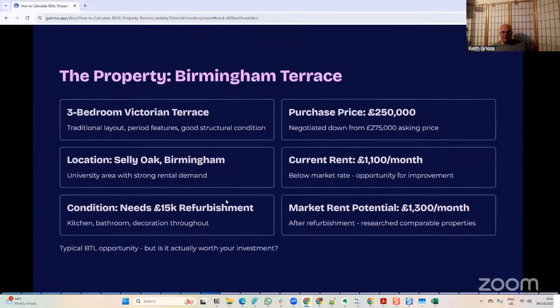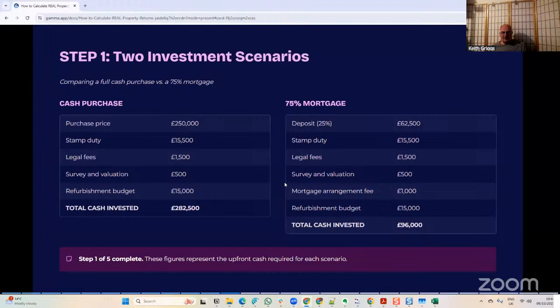These are the figures. So this is the scenario. This is the actual data. Now, what I'm doing in this, for the purposes of this presentation, I'm comparing buying it outright as opposed to getting a 75% mortgage. I am continually amazed how many people I speak to who want to pay their mortgage off and just buy things outright. I think that is a massive mistake.